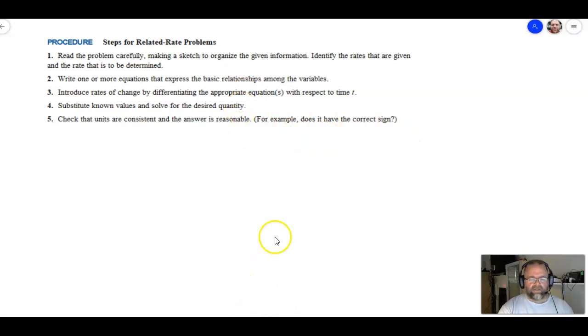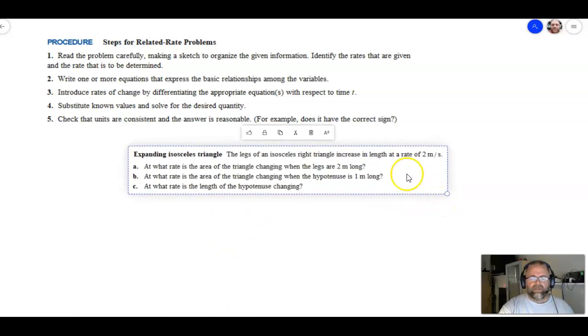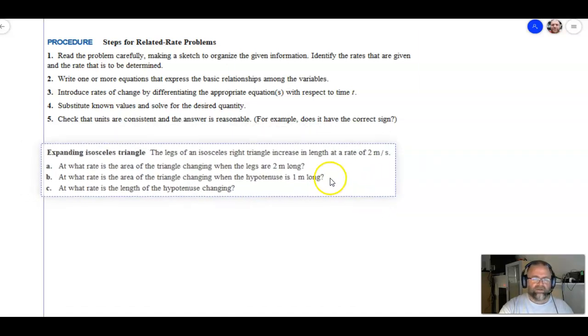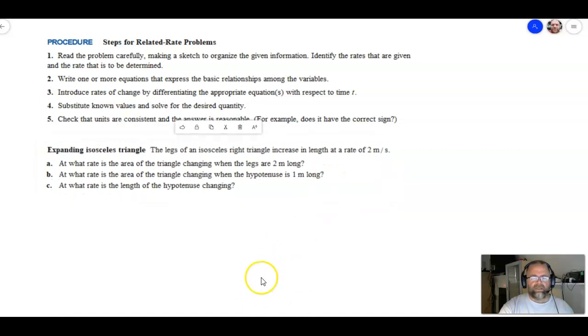All right, so let's take a look at an example and see how we would go about solving this. I'm going to just go over the first example. If you want to pause it and try to do this on your own, you're welcome to. But these are pretty difficult here.